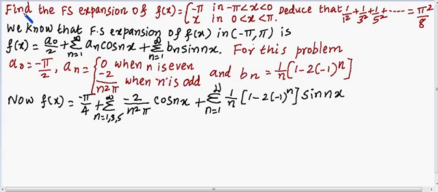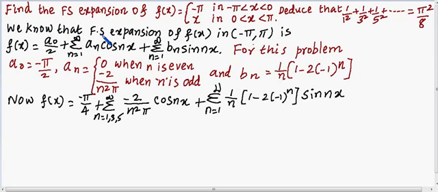Students, the problem given here is: find the Fourier series expansion of f(x) = -π in the interval -π < x < 0, and f(x) = x in the interval 0 < x < π, and hence deduce that 1/1² + 1/3² + 1/5² + ... = π²/8.